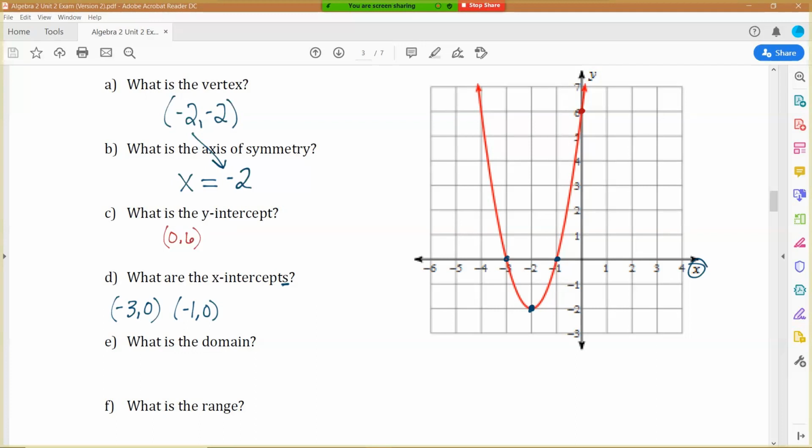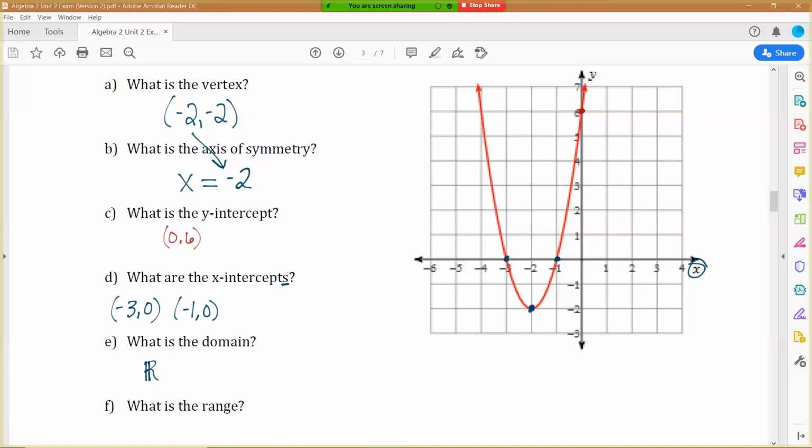Question letter E, what is the domain? Remember, for every single parabola, the domain is all real numbers. You can write it out, or you can write the symbol for all real numbers, a capital R with an extra line through. I will tell you, question 8, part E on your test, the answer is all real numbers. Because it's going to have a different graph, and it's going to ask you what the domain is. The answer will be all real numbers.